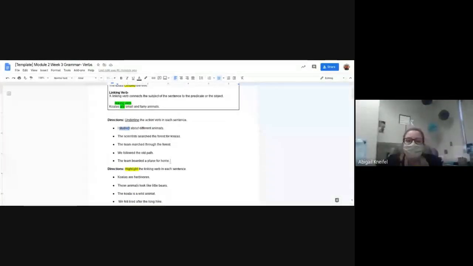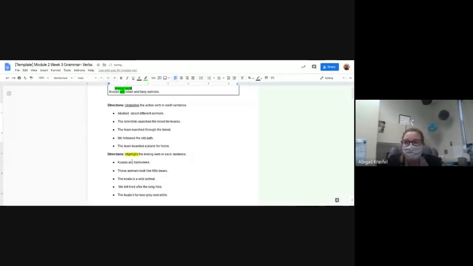Then on the second part, you're going to highlight the linking verbs in each sentence. Koalas are herbivores. Well, koalas are what we're talking about. Herbivores are what they are. So all that's left is are. That one's super easy. So you would highlight are.